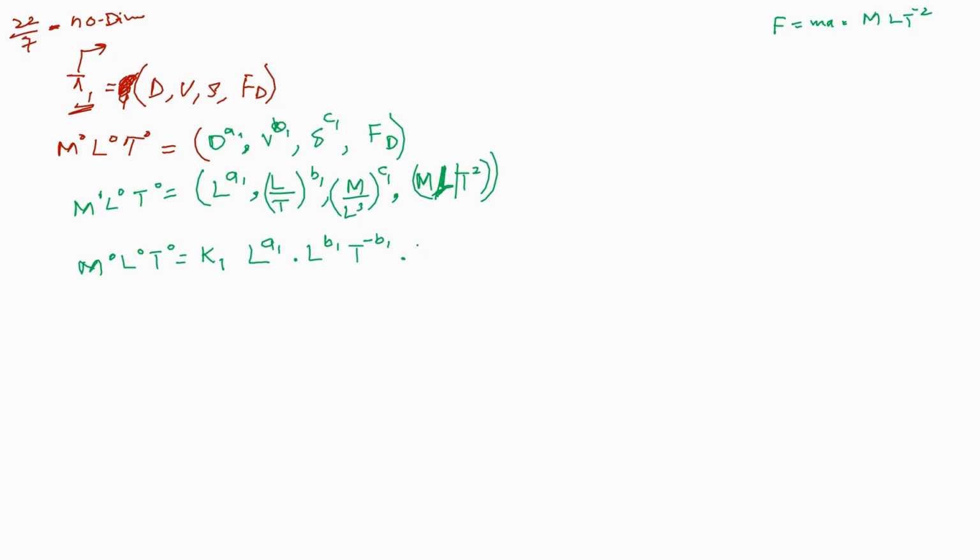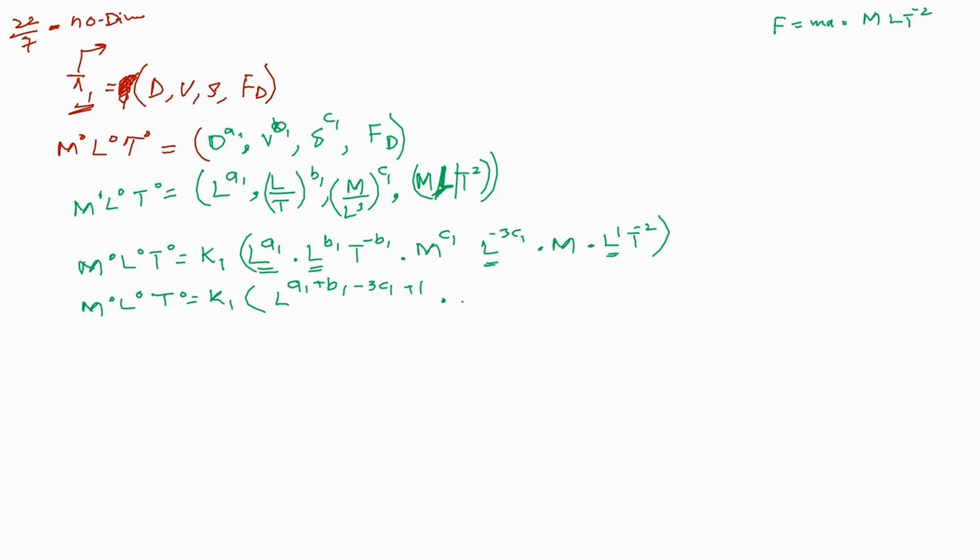And in the same case, m will be c1 and L raised to power minus 3 c1, and again m L t raised to power minus 2. This is a relationship in the form of a product. So on the left hand side, m raised to 0, L 0, t raised to power 0, equals k1 into L. What are the powers of L? They are solved simultaneously. Here the power of L is 1, so it will be L raised to power a1 plus b1 minus 3c1 plus 1.